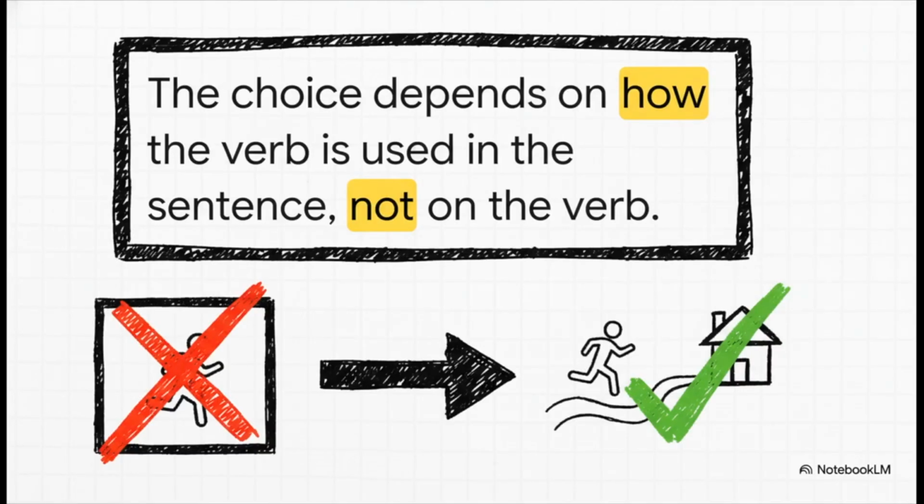Look, if you walk away with just one thing today, let it be this. The secret isn't in the verb itself. It's not that correre is an avere verb or an essere verb. The secret is the job the verb is doing in that specific sentence. That's what makes all the difference.